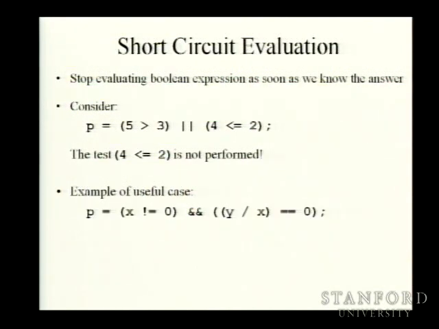Here's a useful example. Let's say you want to avoid dividing by 0 because dividing by 0 is an error. You can say, well, p is equal to x is not equal to 0. If x is equal to 0, this is false. False and anything is false, so it won't evaluate the second part over here, and you'll never actually divide by the 0. If x is not equal to 0, this is true.